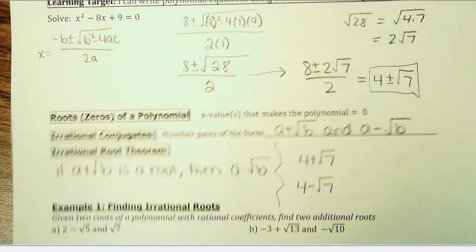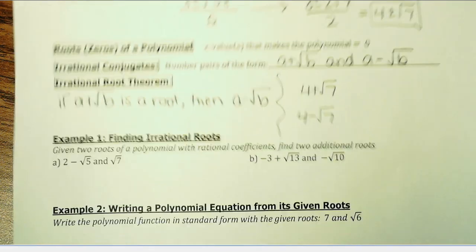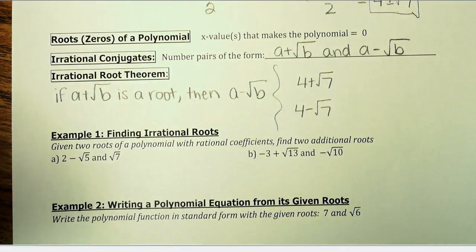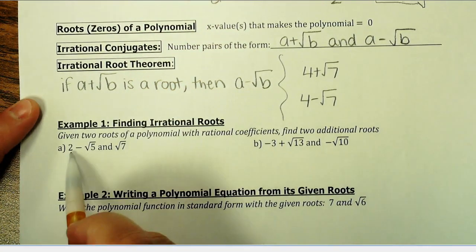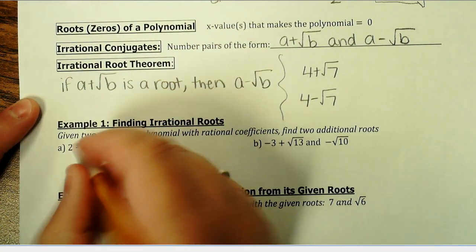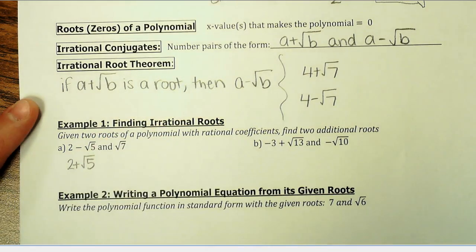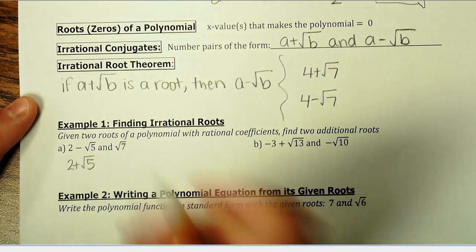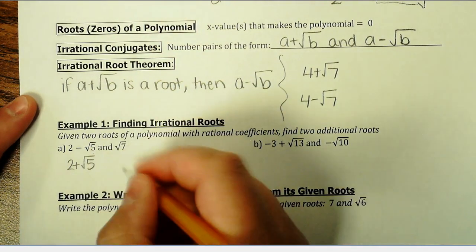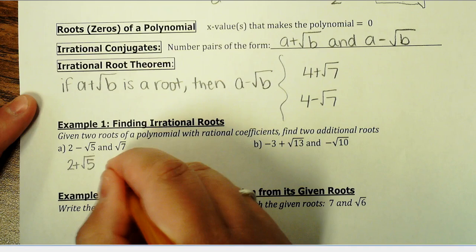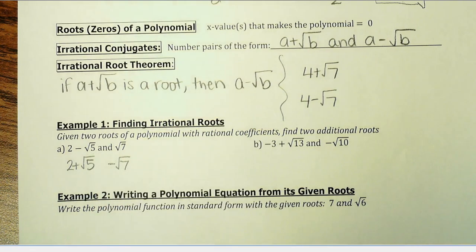So this first example is literally just, if I know this is a given root or a given 0, what else do I know? If 2 minus the square root of 5 is one of the roots or zeros, then automatically 2 plus the square root of 5 is also an answer. If the square root of 7 is an answer, then automatically its conjugate, which is the negative square root of 7, is also an answer.